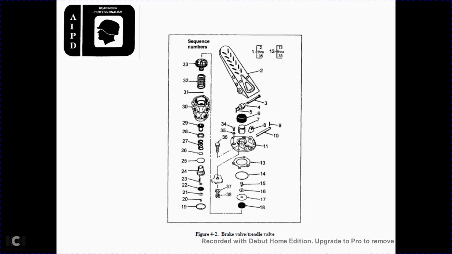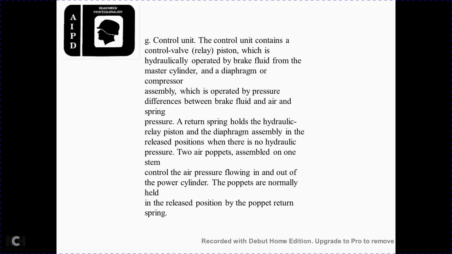4.2 Brake treadle valve sequence numbers. Treadle valve: the control unit contains the control valve with the relay piston, the hydraulic operator with brake fluid, the master assembly, and the diaphragm compressor assembly. The operator works with the pressure difference of the brake fluid and air. The return spring holds the hydraulic relay piston with the diaphragm assembly in the release position where there is no hydraulic pressure. The two air poppets assembly with one stem control the air pressure flowing in and out of the power cylinder, with the poppets normally held in the release position by the poppet return spring.